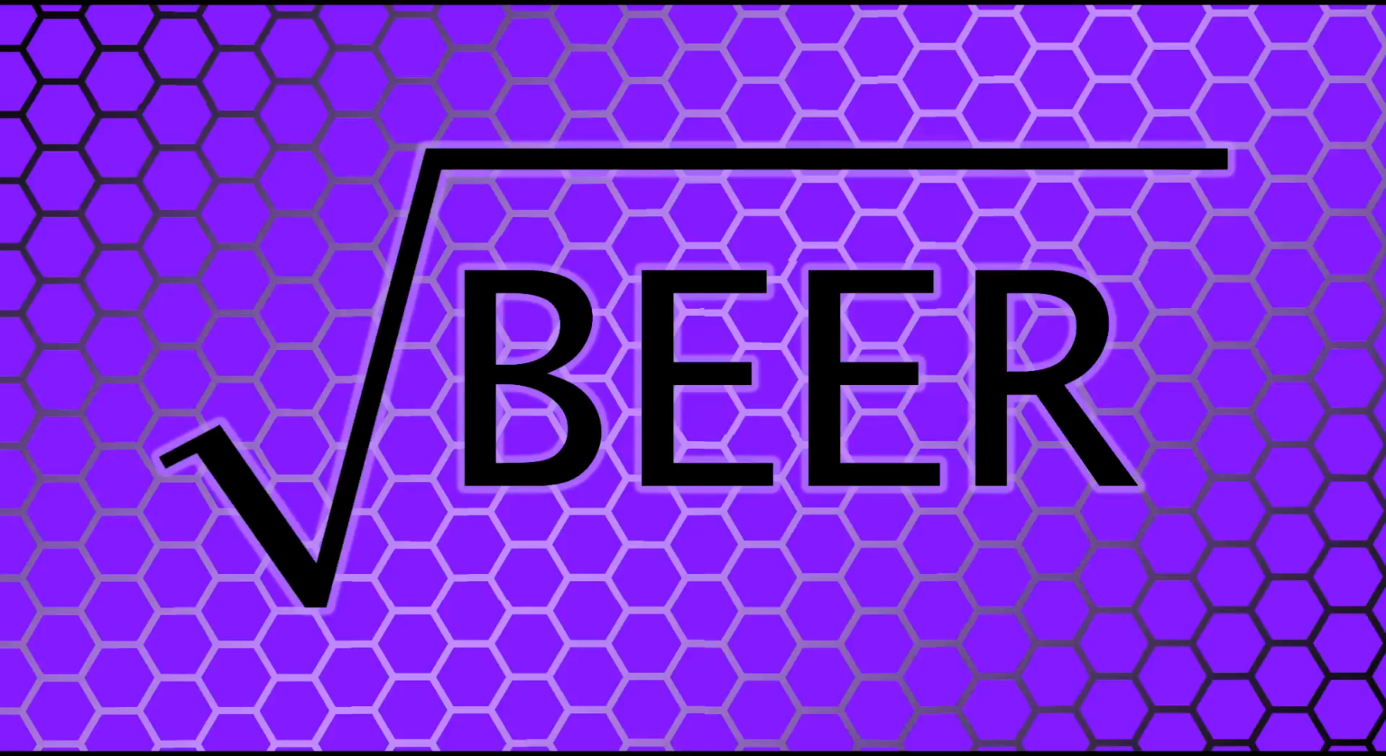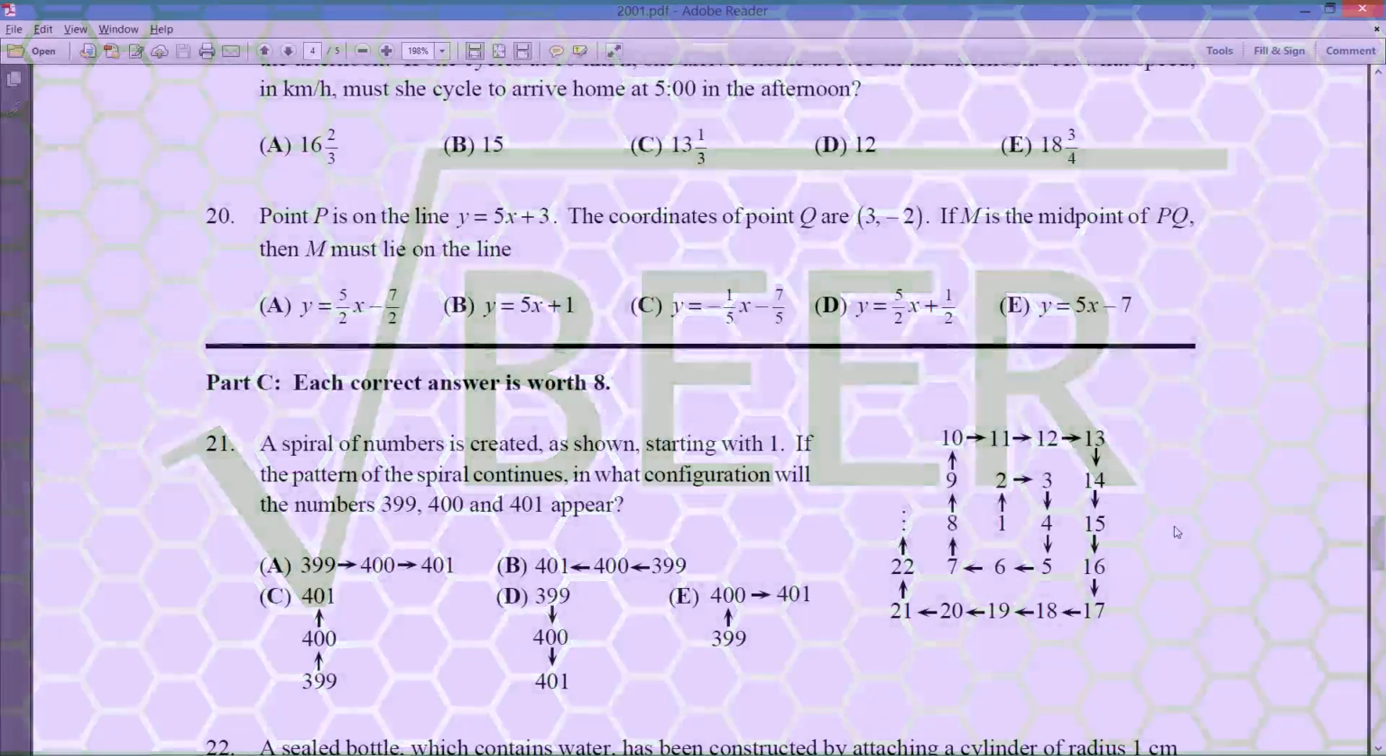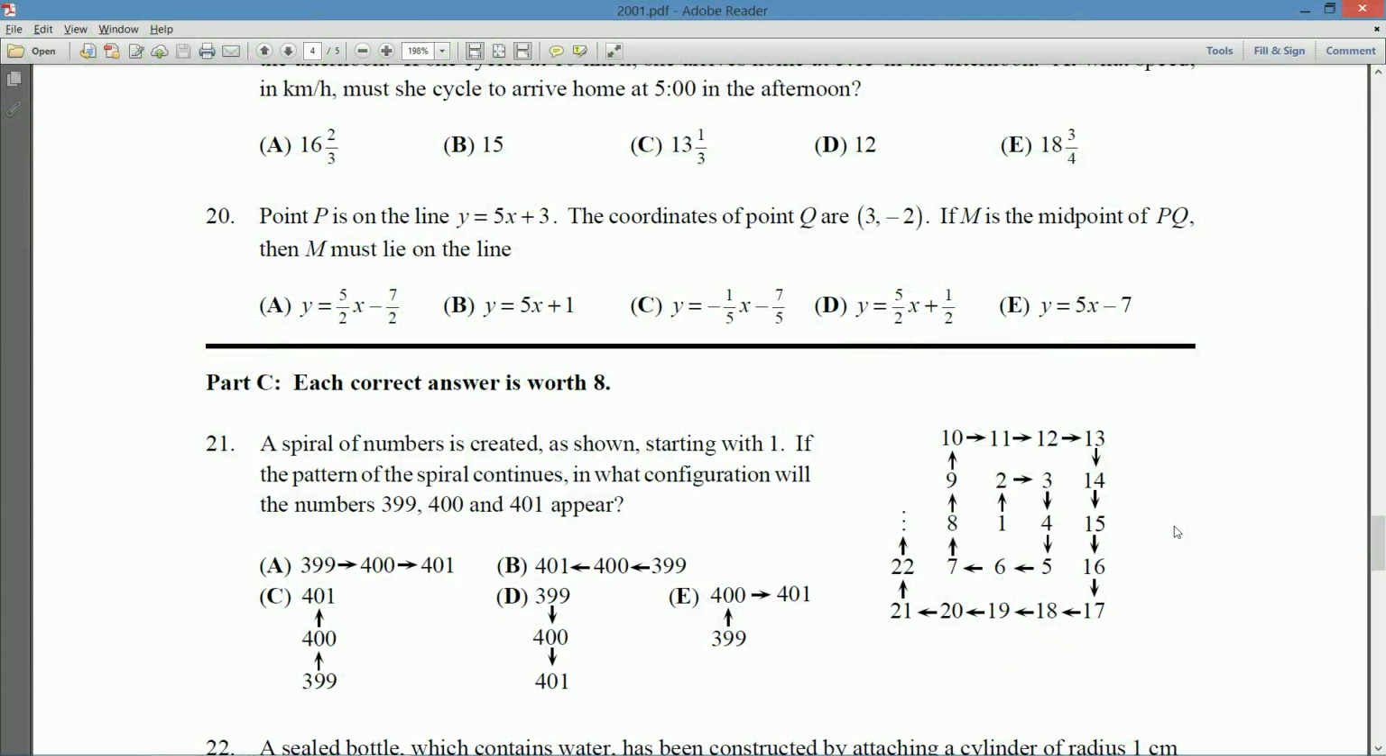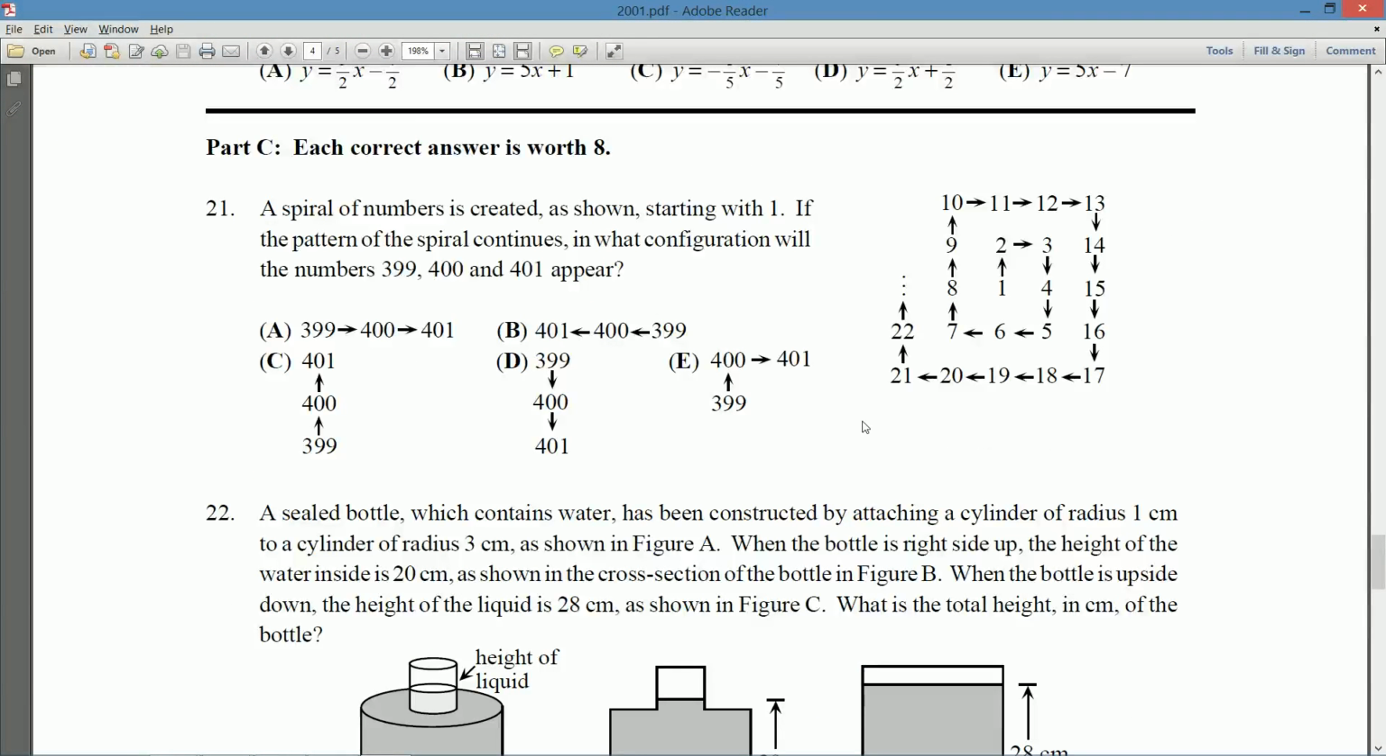Hello once again, ladies and gentlemen, and welcome back to more of the 2001 Fermat Math Contest. That's the grade 11 math contest, and we're just starting Part C. So we're on to the first question in Part C. Hopefully you've had a look at it.